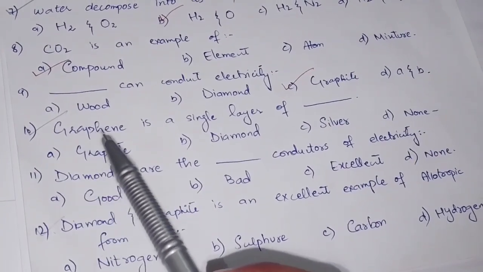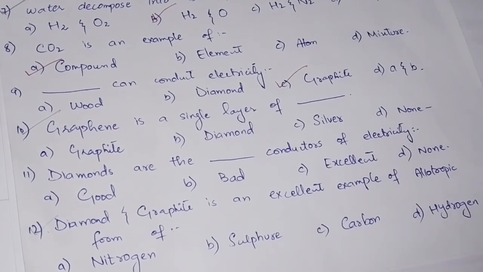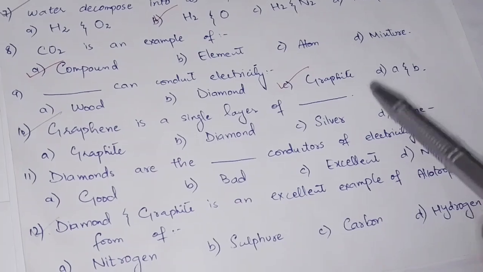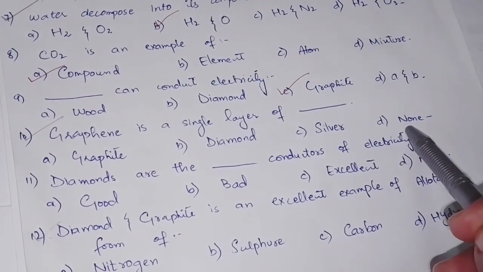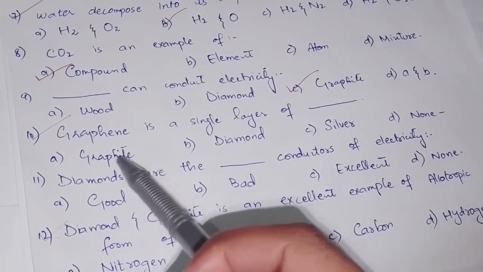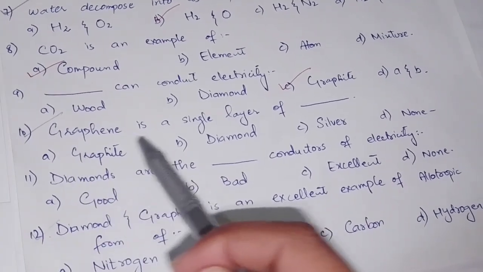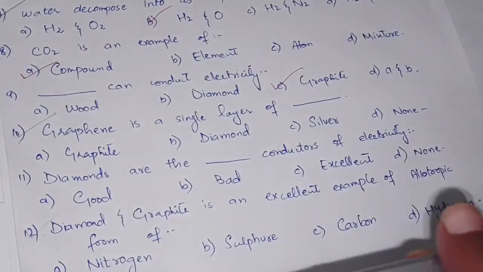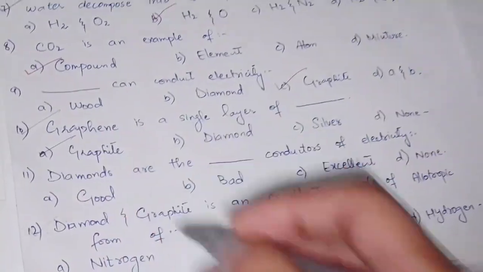MCQ number 10. Graphene is a single layer of. Option A is graphite, option B is silver diamond, option C is silver, and option D is none of these. Graphene is a single layer of graphite, as its name represents the element here. So graphite is the correct option.